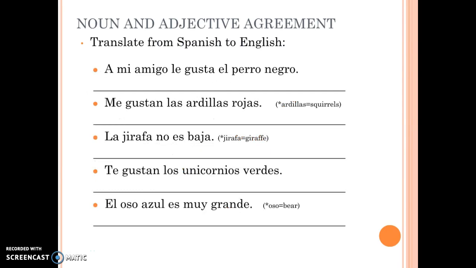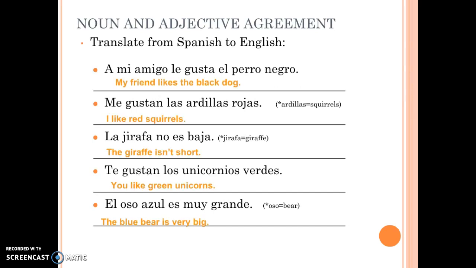All right, we've got another practice section. You guys are going to translate from Spanish to English here. And again, pause the video because I am going to show you the answers on the next slide. All right, here are the responses, okay, the translations. And again, if you have any questions, make sure that you bring them to class tomorrow.